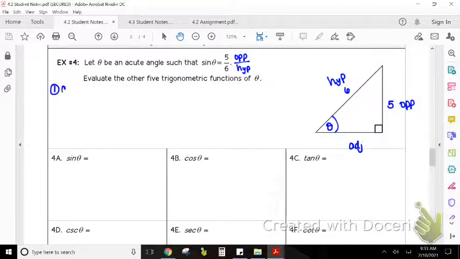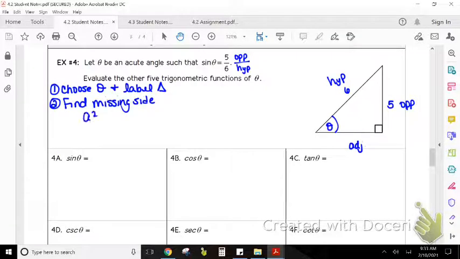The first thing we did is we chose our theta and labeled the triangle. And so now we're going to find the missing side. So remember Pythagorean theorem. It says a squared plus b squared equals c squared. And the only side that matters is the side C. And side C is always going to be your hypotenuse. So this is our C. It doesn't matter which one of the remaining 2 we let be A or B. I'm going to go ahead and let A be the missing one, and B will be my 5.